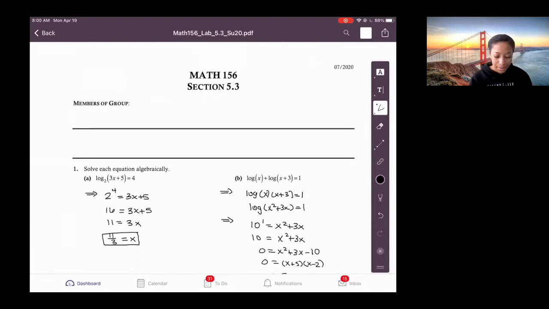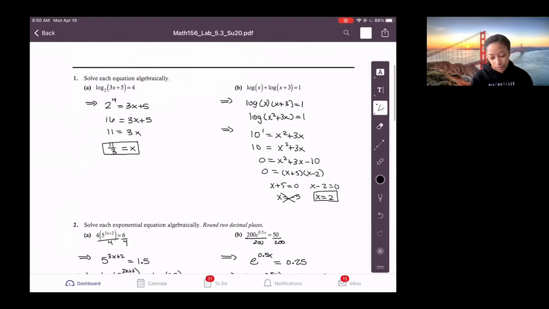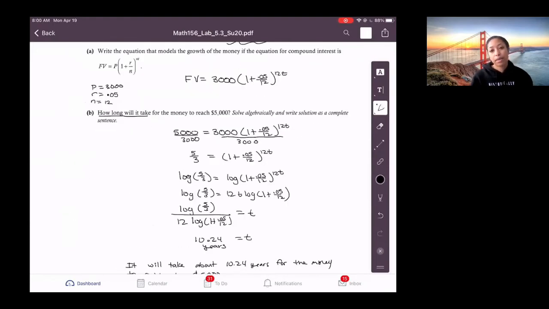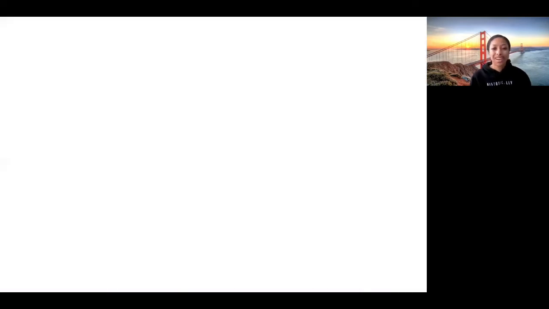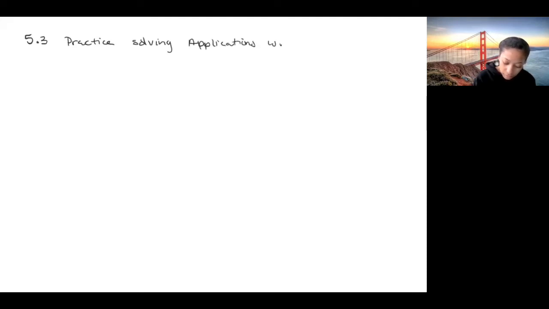All right. I want to do another couple of problems like the last one that we just did, where we have a compound interest problem and we know the output. We want to solve for the input. This is still section 5.3, and we'll just do a couple of practice problems. So, practice with solving applications with exponential equations.